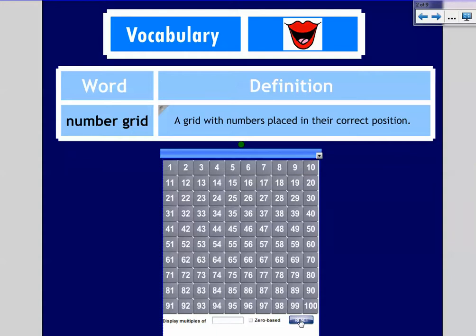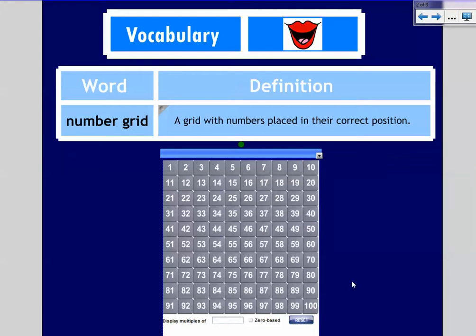I can use a number grid to help me with my skip counting. 2, 4, 6, 8, 10. I can use it to help me count by fives. 5, 10, 15, 20, 25, 30. I can use it to help me count by tens. 10, 20, 30, 40, 50.